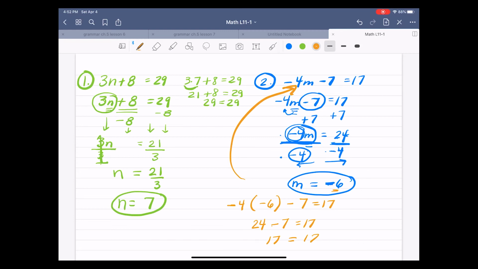Notice you got to watch the signs. A negative times a negative is a positive. And then minus 7, bring everything down. 17 equals 17, so we know that that is correct.